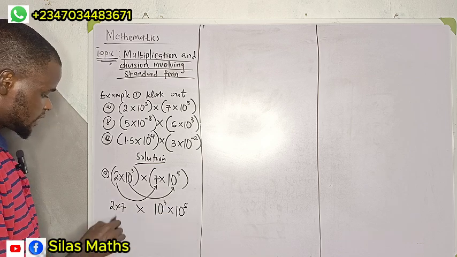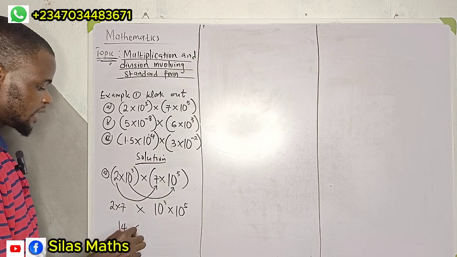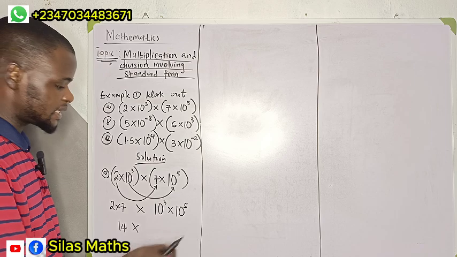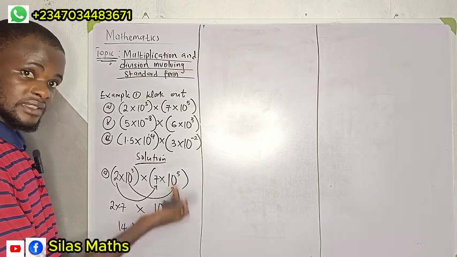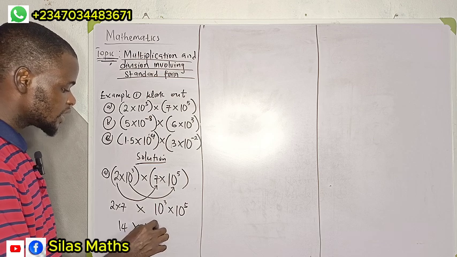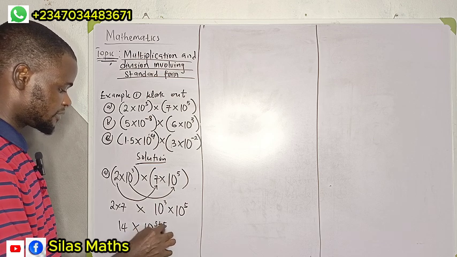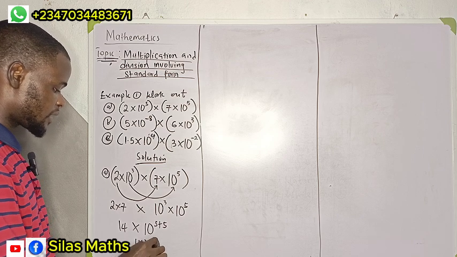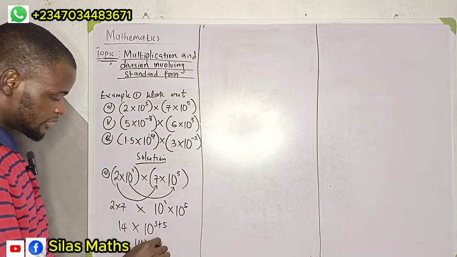This is going to give me 14. Remember, when they are of the same base and they are multiplying, we add their powers. So these are your indices. So we have 10 to the power of 3 plus 5, and that's going to give us 14 times 10 raised to the power of 8.